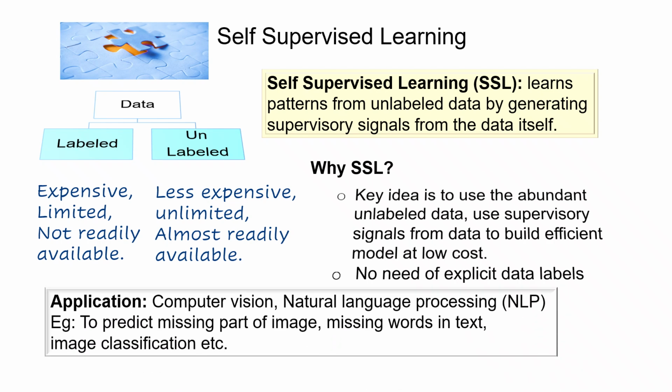What are the applications of self-supervised learning? Self-supervised learning is used in large language models and natural language processing (NLP), and in vision models, computer vision (CV), to predict the missing words in a text or missing part of an image, or to reconstruct text, reconstruct an image, image classification, etc. Next slide.